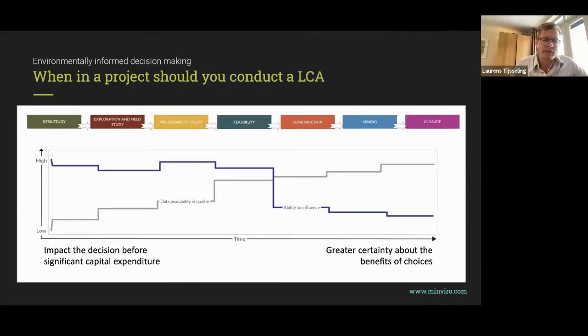And I think in a previous presentation, I was really happy to hear Teresa talk about integrating the ESG metrics already as early on as possible, because I couldn't agree more. What you see here is the development stages that a resource project will go through.